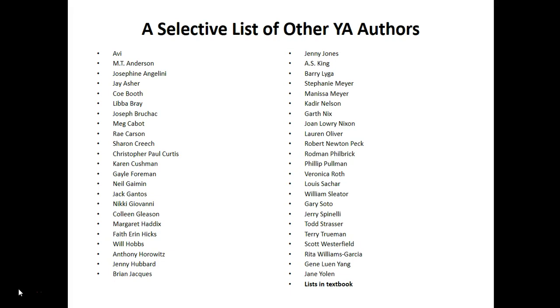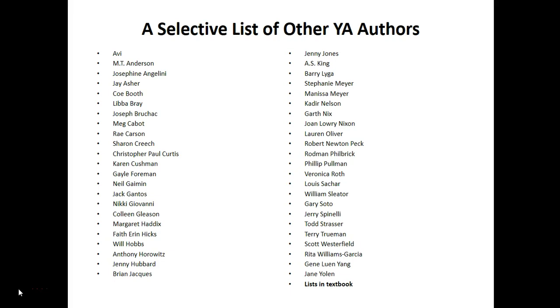Anyway, some of my favorites are Neil Gaiman, Nikki Giovanni, Margaret Haddix, Jerry Spinelli, Philip Pullman. Love Philip Pullman. Garth Nix is also one of my favorites. You can probably tell that I'm a sci-fi fantasy person. Anyway, amazing list here.